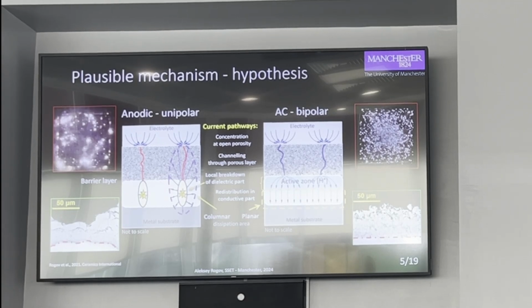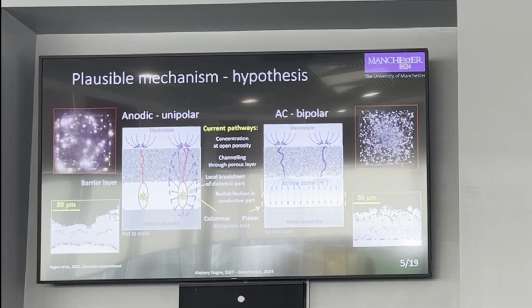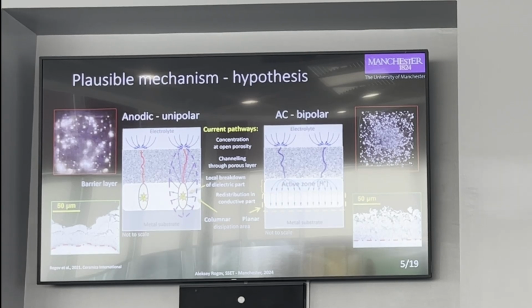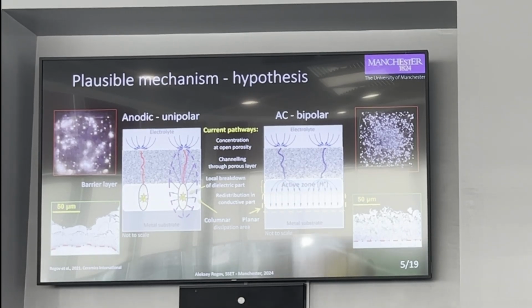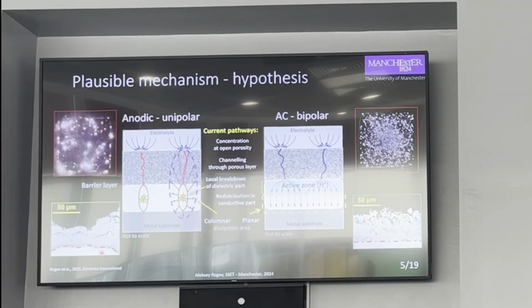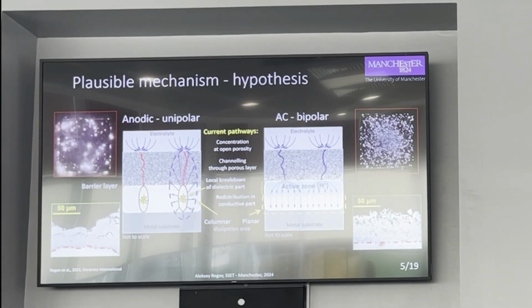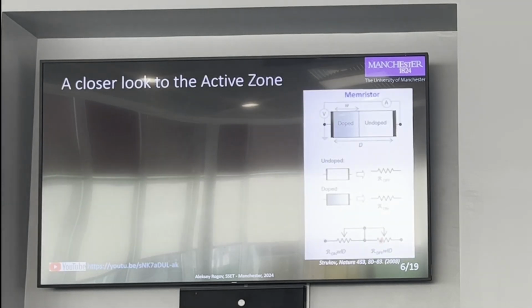In the first case, the pattern is quite wavy, whereas in soft sparking, it's almost smooth.